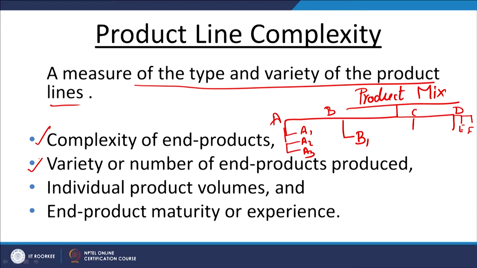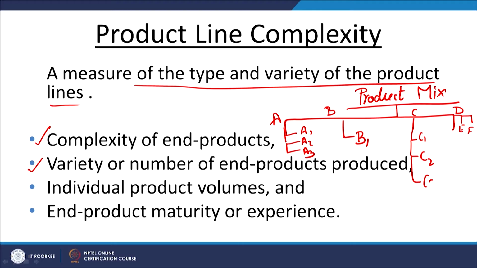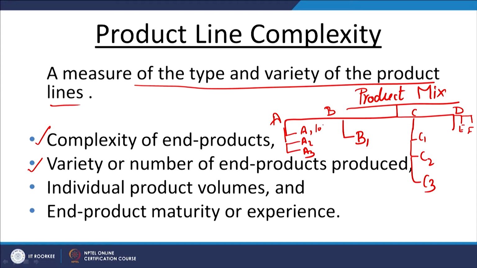Then the third is individual product volumes. In the case of A1, A2, A3, B1, similarly you can have C1, C2, C3, etc. In this particular case, if you have similar kinds of volumes for all the products, that means you have a less complicated product line. But if you have different volume requirements for these different products, it is quite possible that you have only 10 tons of requirement of A1, while you require A2 100 tons and A3 500 tons.